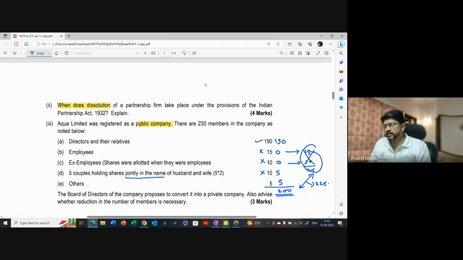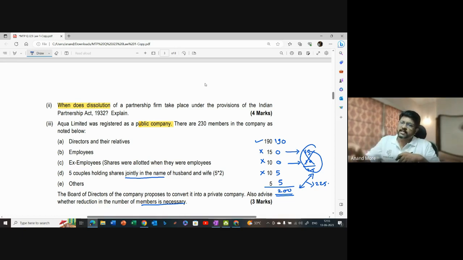The board of directors of the company proposes to convert it into a private limited company. Great. So they already have only 200 members. Also advise whether the reduction in the number of members is necessary. Reduction is not necessary, because for a private limited company, the maximum number of members can be 200 and they are already 200. So they need not reduce it again. If it would have been 225, we would have said, okay, reduce the 25. But 225 is not applicable.